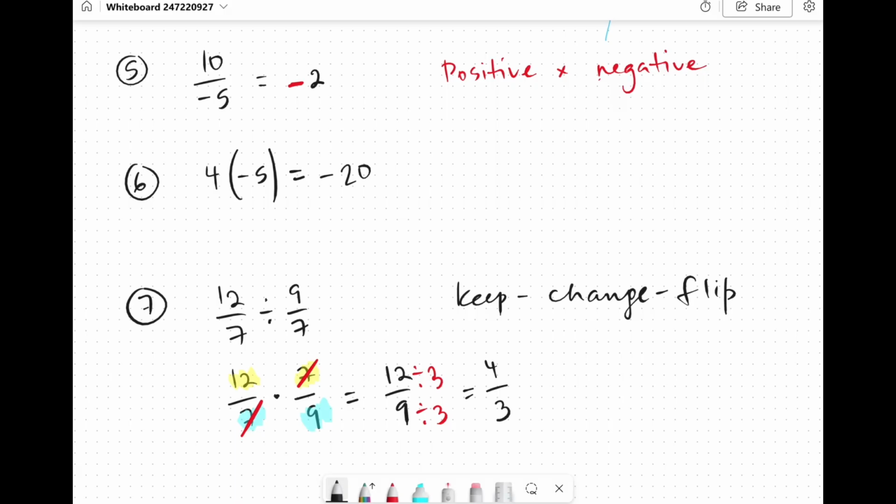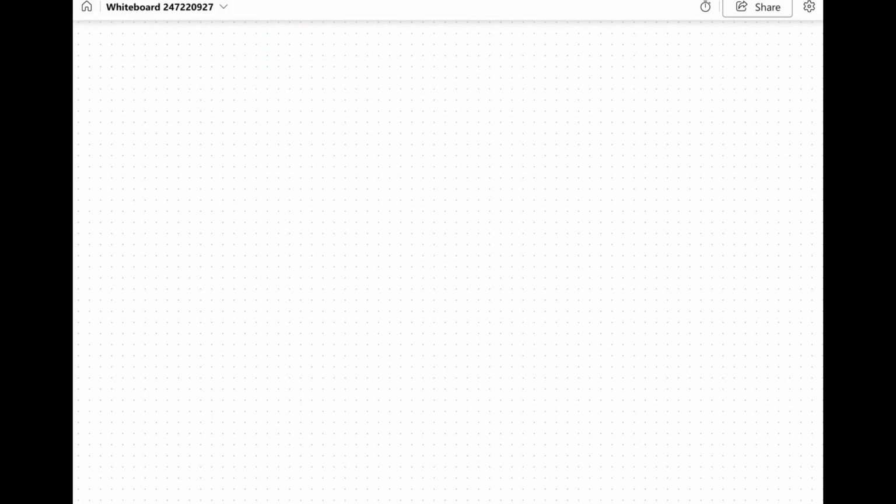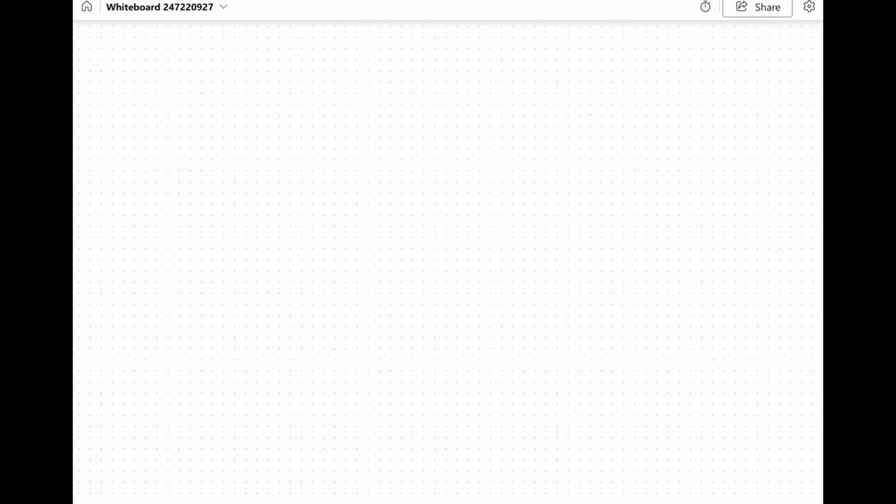Because the two original fractions, the 12/7 and the 9/7, were both positive, the answer is also positive. If you happen to have both numbers negative, the answer will also be positive. And now we're moving on to solving linear equations.